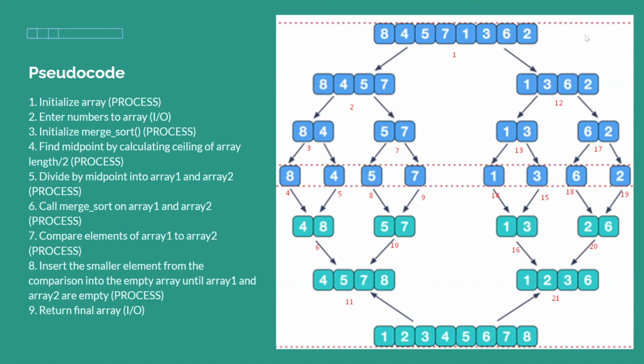Then we compare elements of array 1 to array 2. And next, we insert the smaller element from the comparison made into a new empty array. And we repeat this process until both array 1 and array 2 are empty. Finally, we return the final complete array as the output. Next.